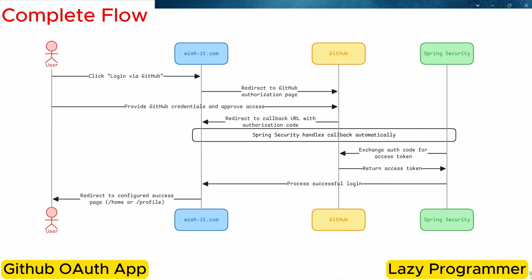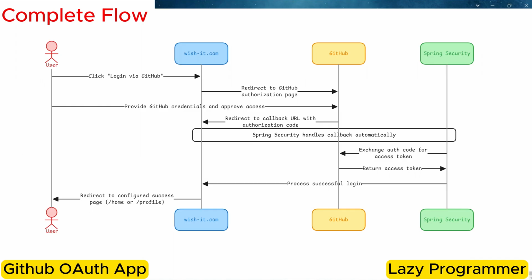The callback endpoint is not explicitly defined in our controllers. Instead, Spring Security automatically handles it. Spring Security listens to the incoming request at /login/oauth2/code/github and processes the authorization code. Wishit.com then exchanges the authorization code, using its client ID and secret, for an access token from GitHub.